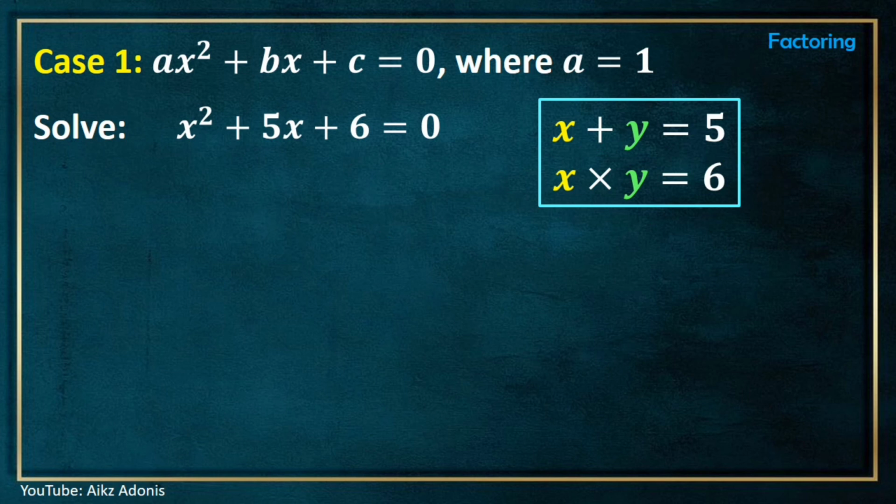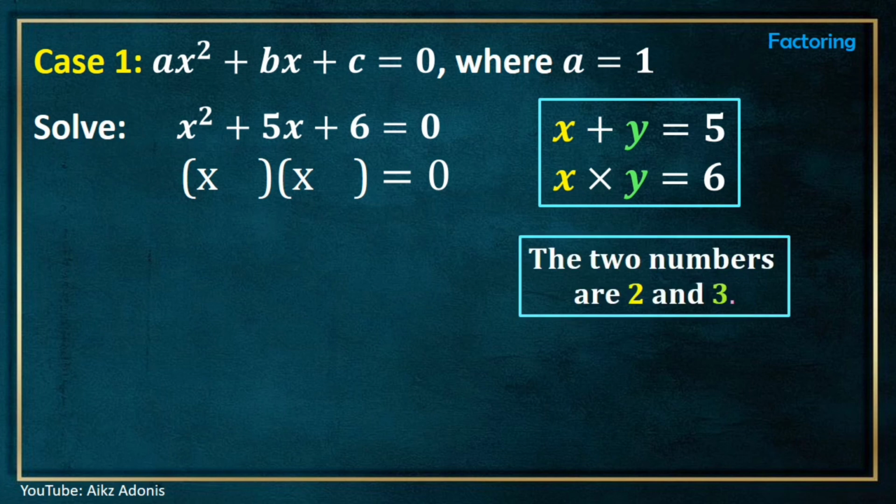So now, think of two numbers. And while you are thinking, let's put here two parentheses or round brackets, and let's put x inside of the two parentheses. Now, let's go back to the two numbers. Ano sa tingin nyo ang dalawang number na kapag inad ay 5 at kapag minultiply ay 6? Tama! The two numbers are positive 2 and positive 3.